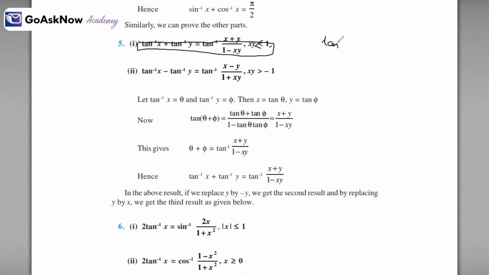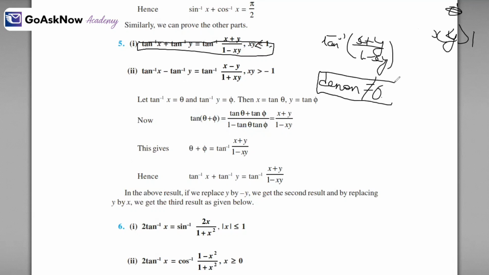Because if you take tan inverse of x plus y upon 1 minus xy, and xy is greater than 1 or equal to 1, then for equal to 1 it is not defined here. The denominator should not be equal to 0. You know in math that the denominator can never be equal to 0. That is why one condition is not fulfilled here. So xy less than 1 should be followed here.